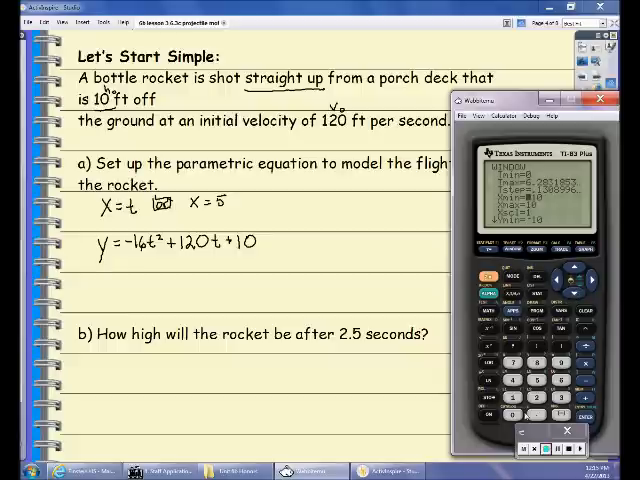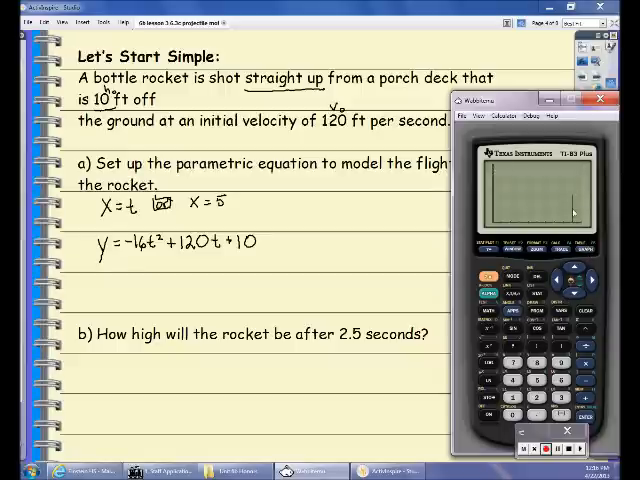We don't want any negative x's, so I'm going to make this 0. And it's a bottle rocket, and I'm going to say 10 seconds works, sure. Don't want any negative values, but it's probably going to shoot up pretty high, so I'm going to pick a pretty high number. If it's going 120 feet per second, let's say maybe 500 feet. See how it works. Graph.